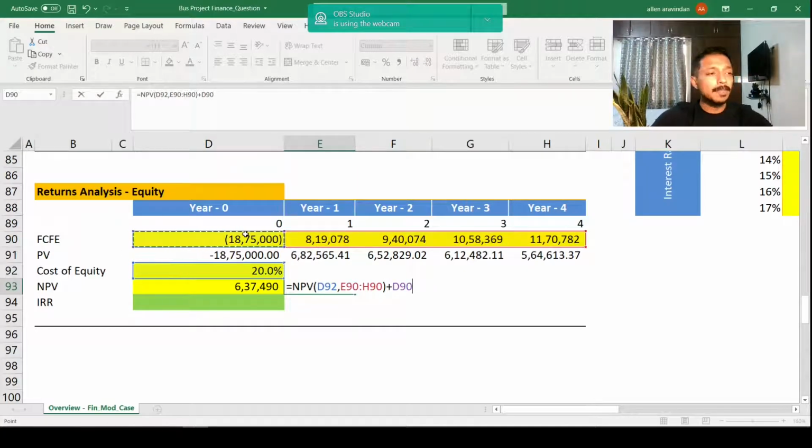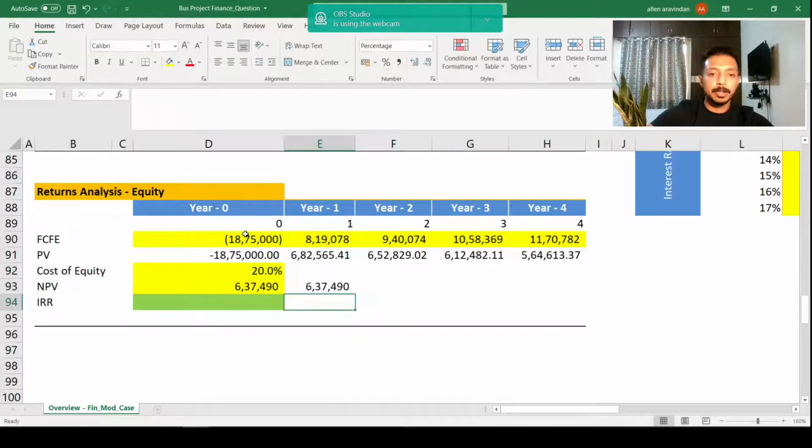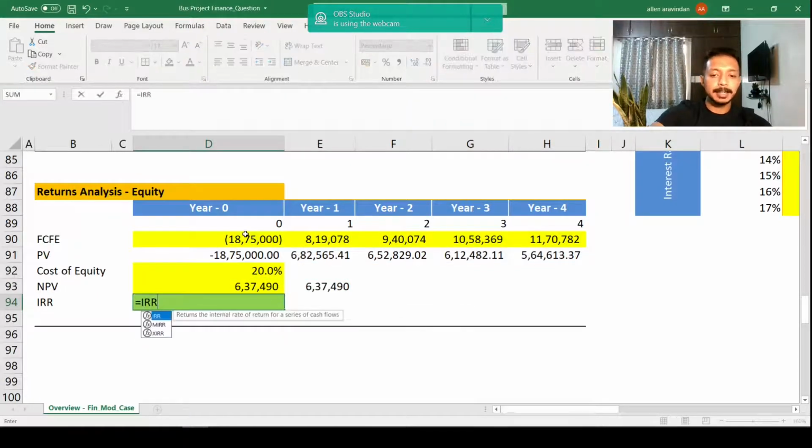right? There are a lot of times when people go for finance interviews and they are told to calculate the NPV in Excel, they would do the calculation which I have shown previously, right? So you need to understand how to deal with beginning and ending cash flows, right? So this is our NPV for now, and let's select the IRR.